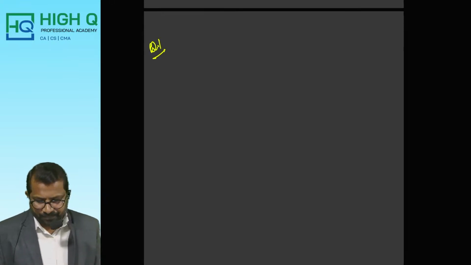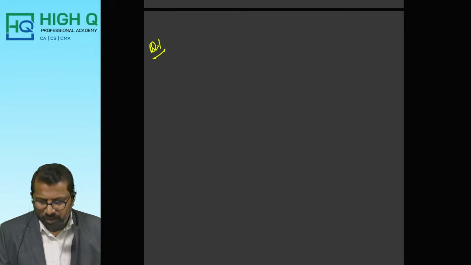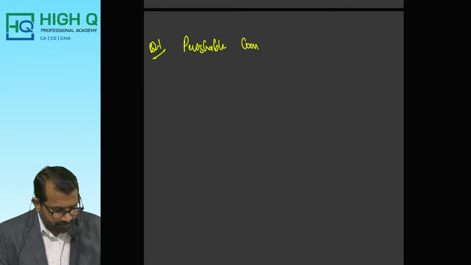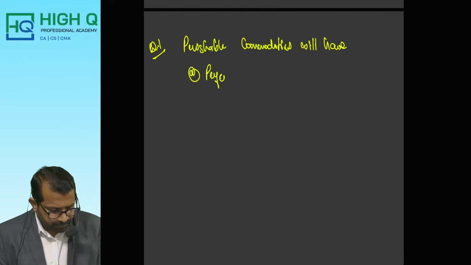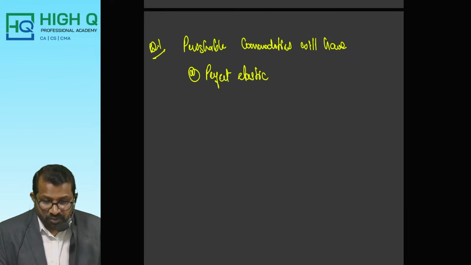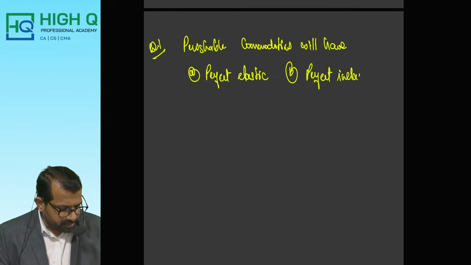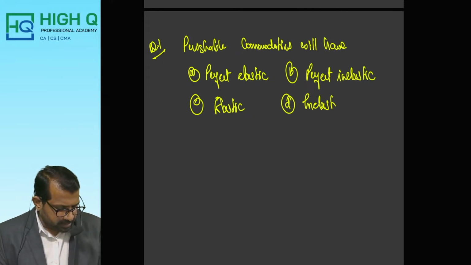Question number 1. Perishable commodities will have: A, perfectly elastic curve; B, perfectly inelastic; C, elastic; D, inelastic.